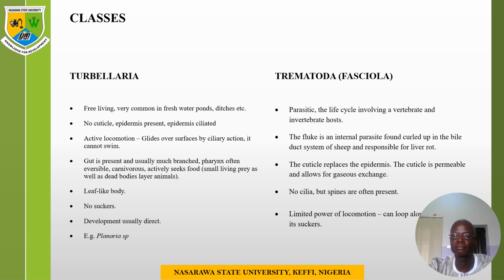The cuticle replaces the epidermis. The cuticle is permeable and allows for gaseous exchange. Because they are internal parasites, the cuticle is used for gaseous exchange. They have no cilia, but spines are often present. They have limited power of locomotion, they can loop along, and they also have a number of suckers.